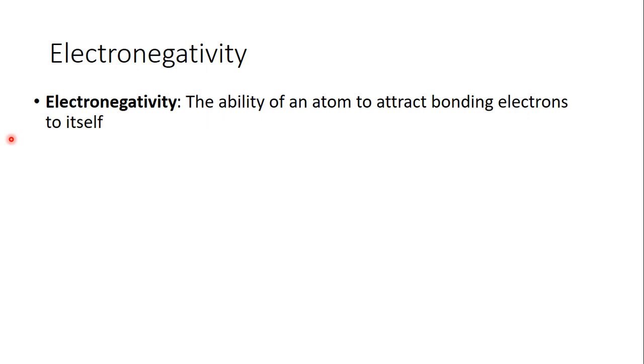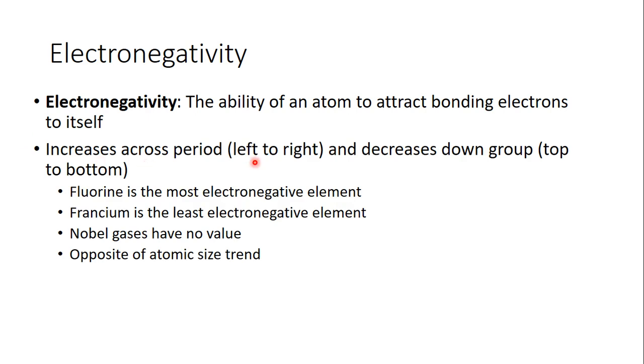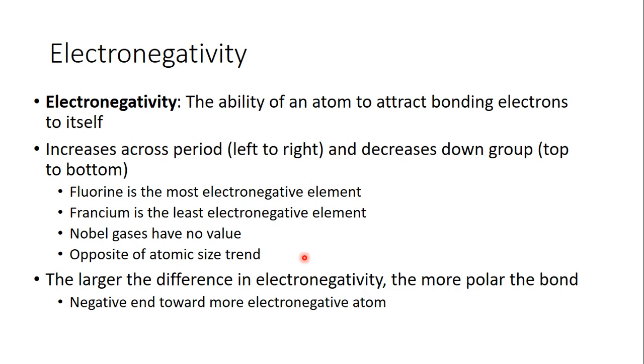Electronegativity is the ability of an atom to attract bonding electrons to itself. This increases from left to right and from bottom to top of your periodic table. So your most electronegative atom will be fluorine, going from left to right and bottom to top, and your least electronegative element is francium. Noble gases have no electronegativity; they're inert. And really, this is the opposite of the atomic size trend. If something is small, it's more likely to be electronegative.